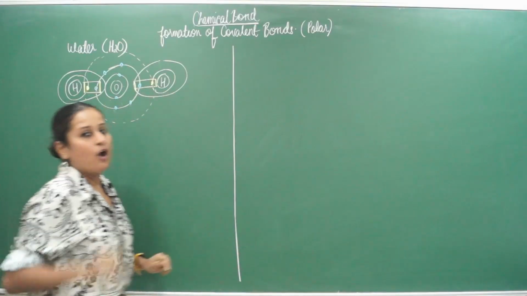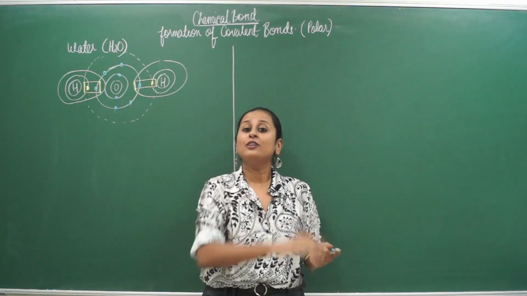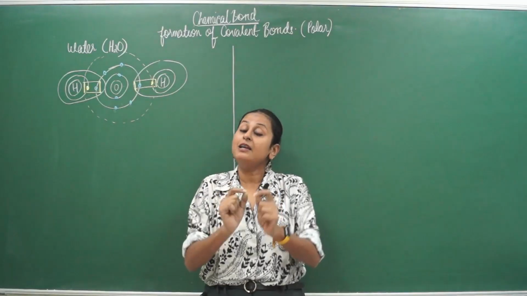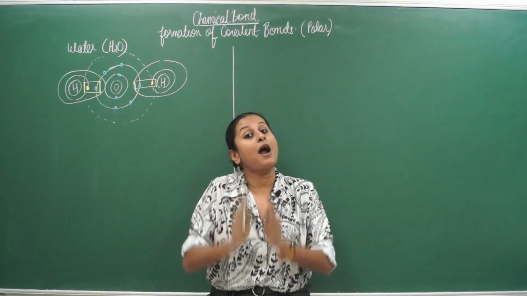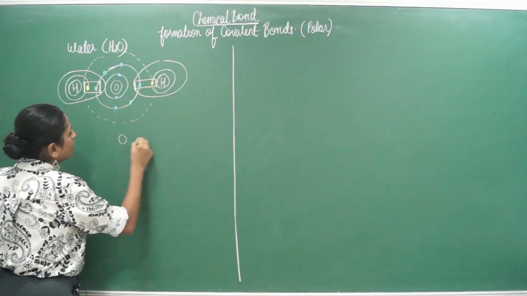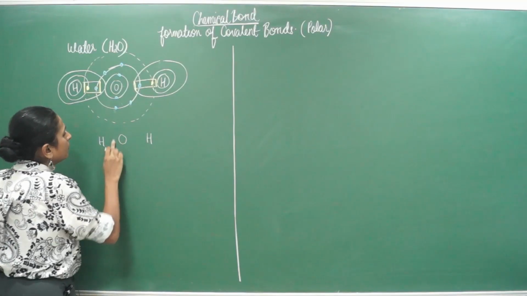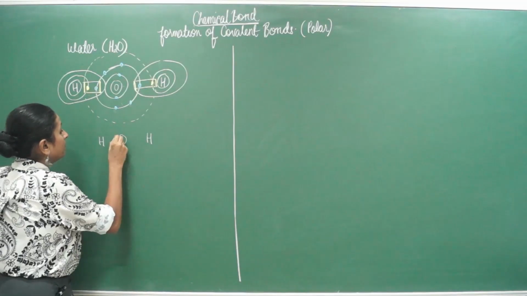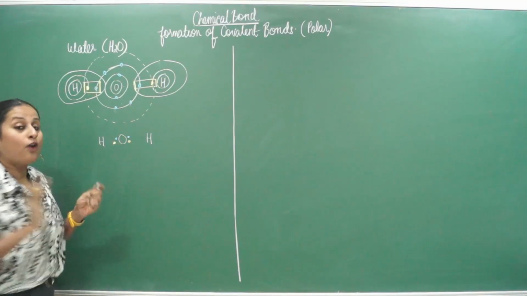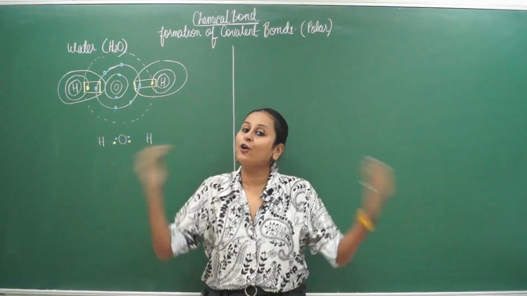But in this bond, oxygen and hydrogen have a large electronegativity difference between them. This electronegativity difference is large enough to bring a polarity, that means bring a partial charge. What is the partial charge? It means that when oxygen and hydrogen are sharing their electrons, the electron pair will be closer to oxygen and away from hydrogen.